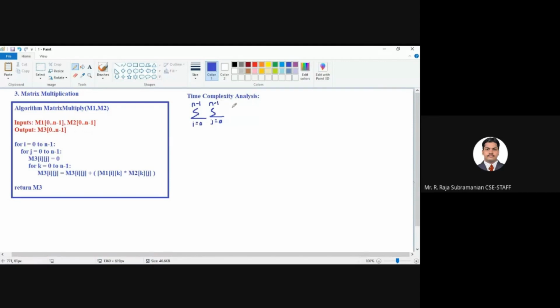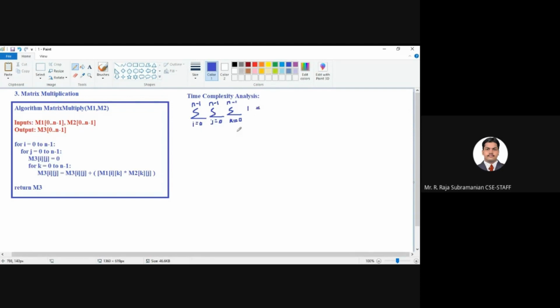1 unit of time, constant. Why? Because that addition will take 1 unit of time, we assume. So it says K is equivalent to 0 to n minus 1, of 1. So what will be the answer? We'll be solving one by one.